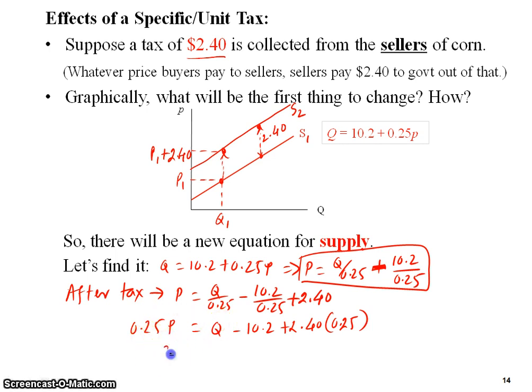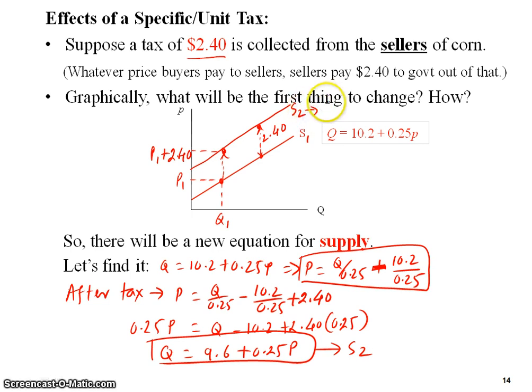Okay, so now if you simplify and collect terms and solve for Q, meaning that you bring the Q on the left hand side, you're going to get this: 9.6 plus 0.25 P. So this is our new supply equation, the S2. Okay, so the S2 equation, let me write it here, is Q equal to 9.6 plus 0.25 P.